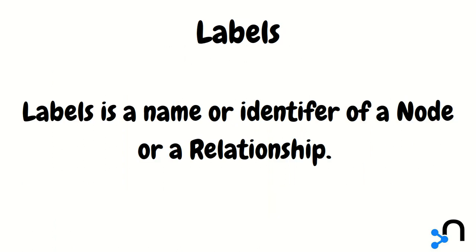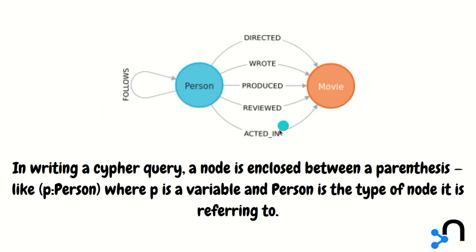And then we have labels. So what is a label? A label is a name or identifier of a node or a relationship. It means both nodes and relationships can have a label. Like in this case, guys, check it out. These are my two nodes available, in which these are the labels. Person and Movie are the labels, right? And these are the labels of the relationships: directed, wrote, produced, and so on.